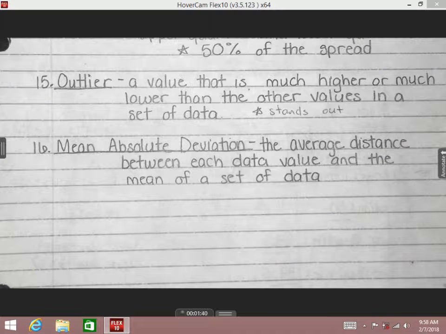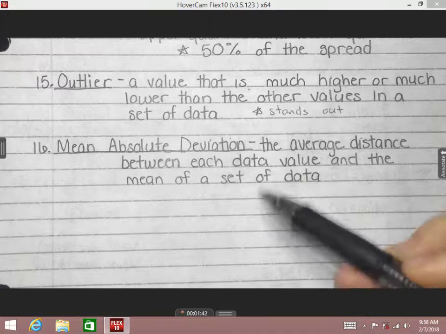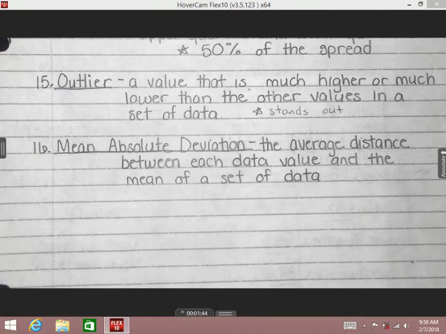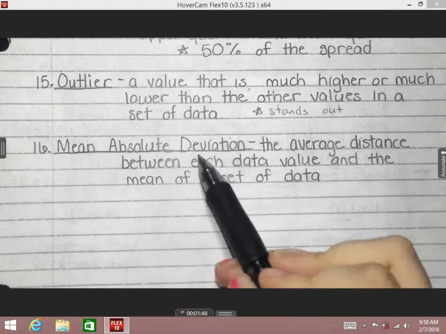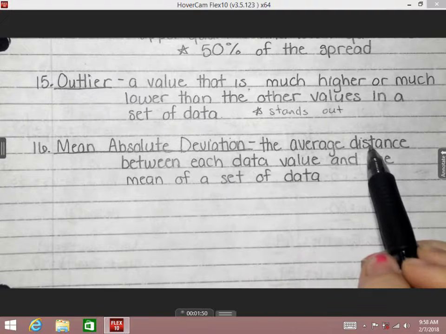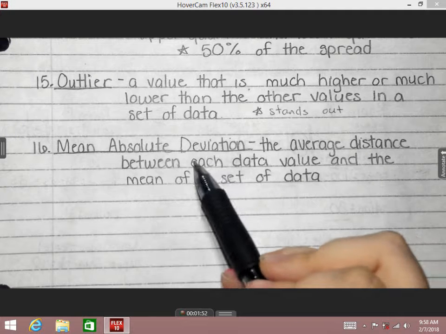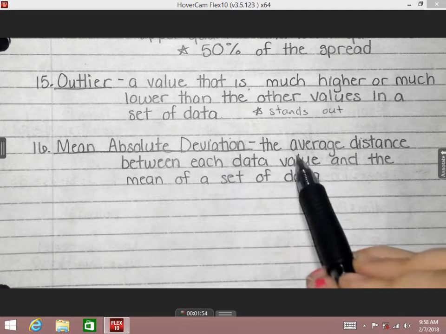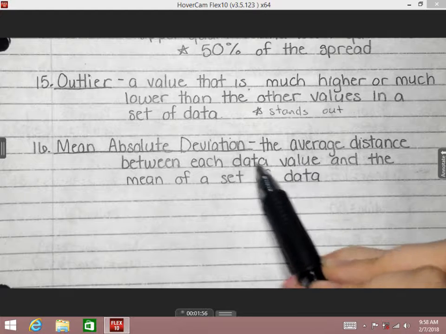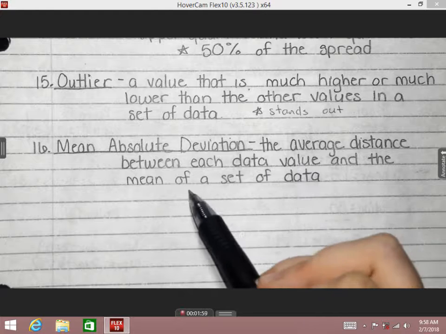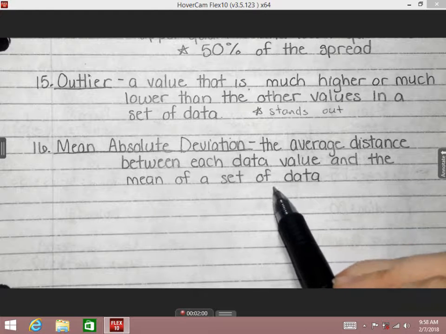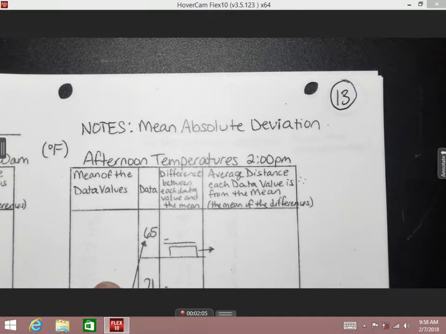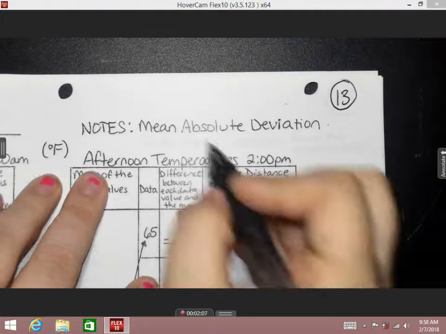All right, this is number 13. Mean absolute deviation. This definition is on number 10. We're going to read it and we'll break it down a little bit. It says the mean absolute deviation is the average distance between each data value, which means basically each number, and the mean of the set of data. So that's nice. That's great. That's wonderful. So let's make it a little bit simpler.